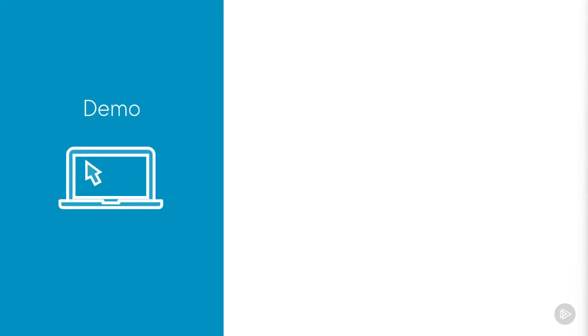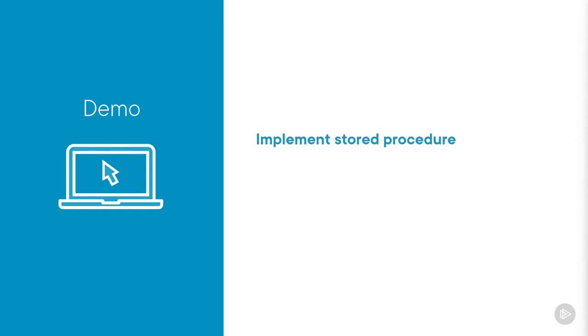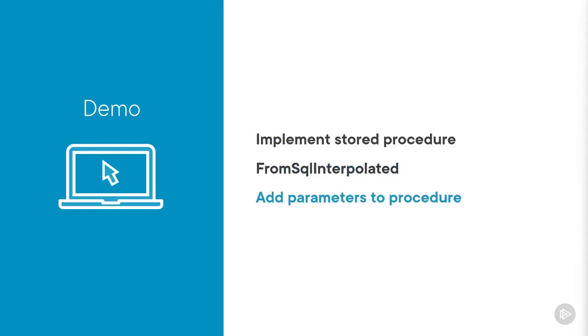So in this demo, we'll look at how to implement the query that we just saw as a stored procedure using Code First migrations and then running it using EF Core's FromSqlInterpolated function. We'll also look at adding parameters to the procedure so it only returns data for a single customer.